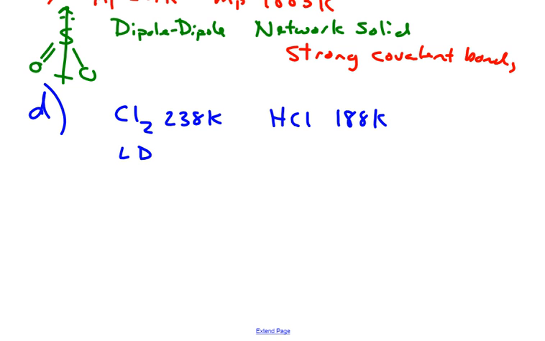That's a London, correct? It's not H bond. Dipole. Okay, get out of your brains for a second. Clearly, LDs are weaker than dipoles, right? But if you didn't know any of that, which one has the stronger boiling point? Don't look at anything else. If I just told you those 238 versus 188, which one has the stronger IMF?